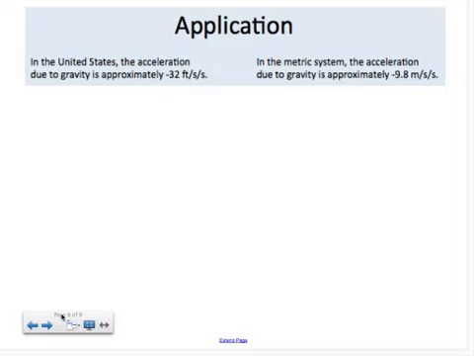Okay, let's do a quick application of this, which is kind of fun. I have two statements here. It says, in the United States, the acceleration due to gravity is approximately -32 feet per second squared. It's a constant. It doesn't change. So if we're talking about a vertical falling body, then the acceleration due to gravity is always -32 if there's no air resistance and other factors like that. In the metric system, which is almost everywhere else but the United States, we do things in meters, so there the acceleration due to gravity is roughly -9.8 meters per second squared.